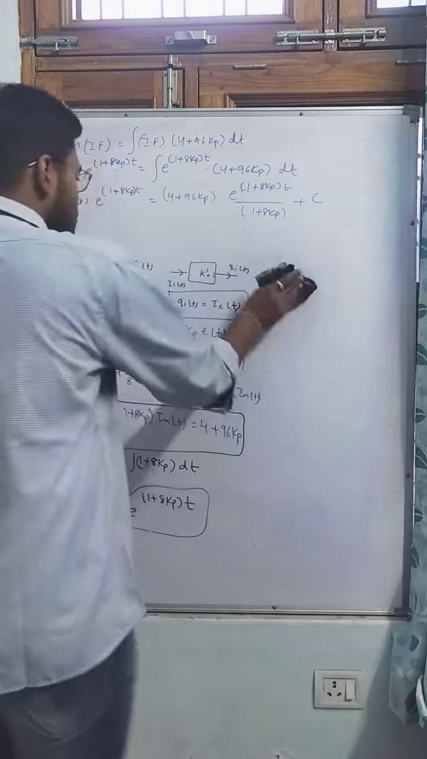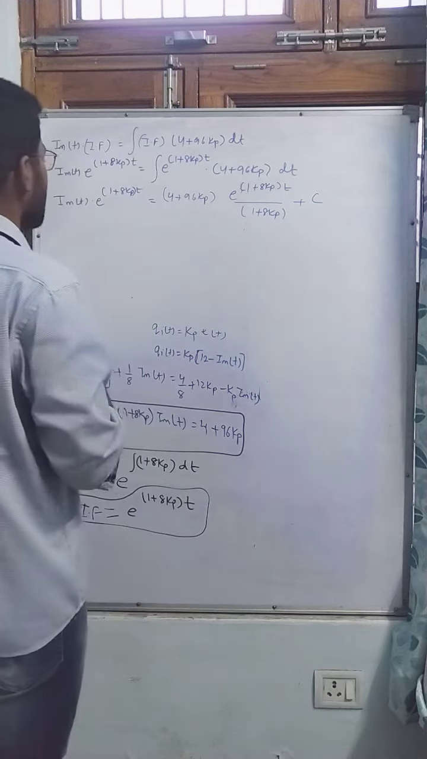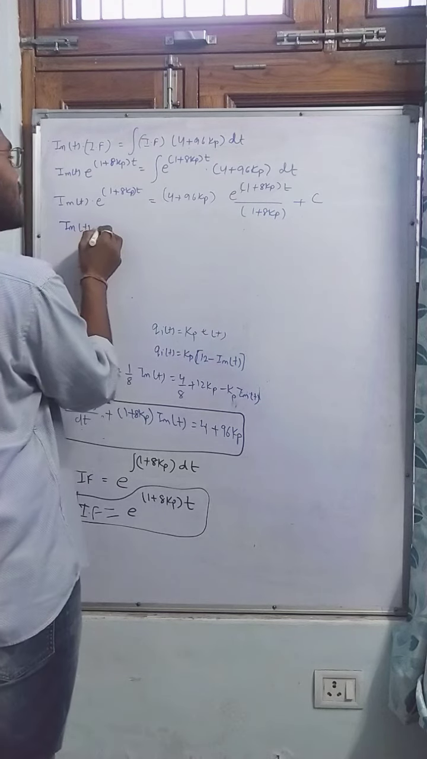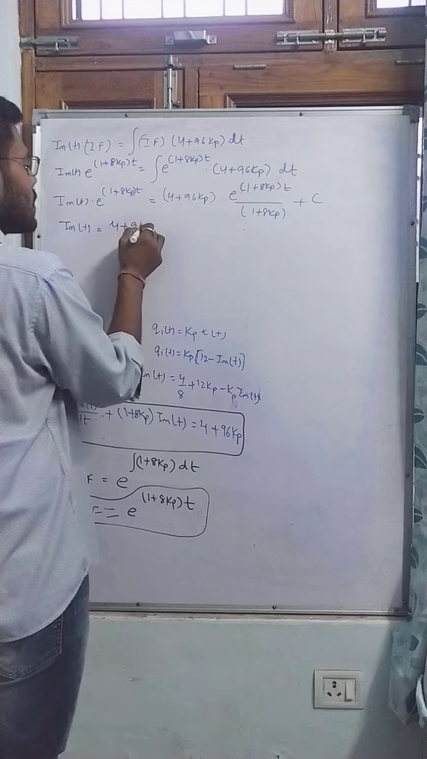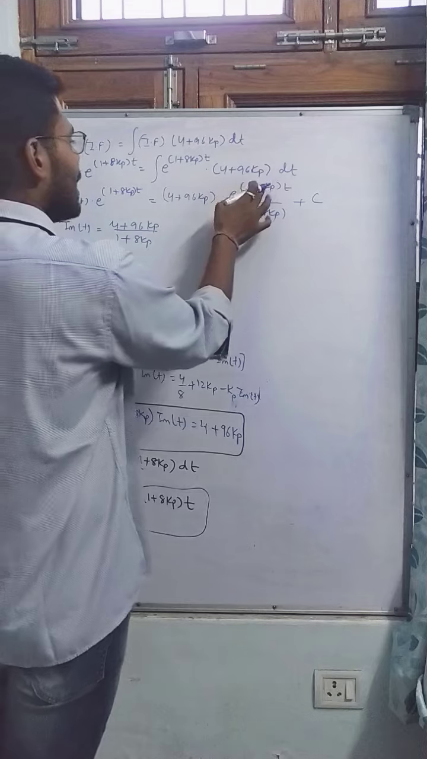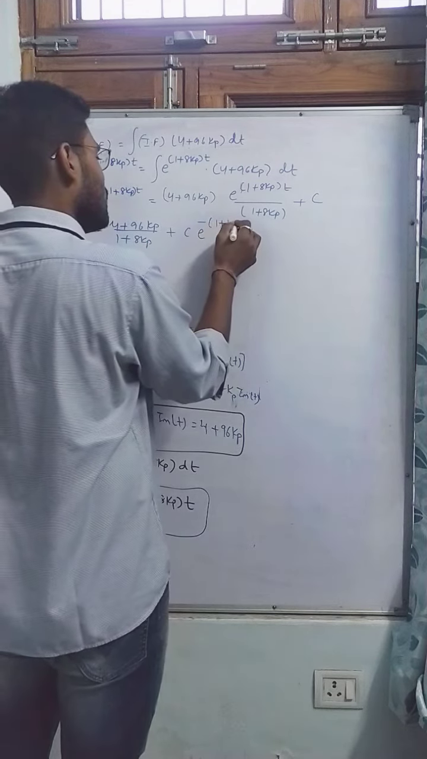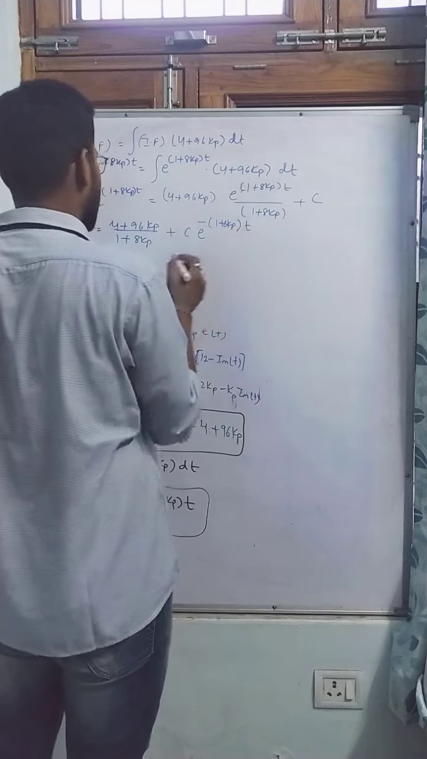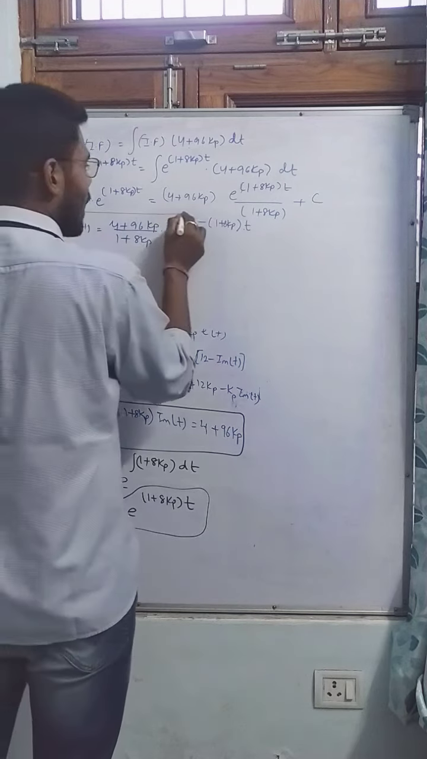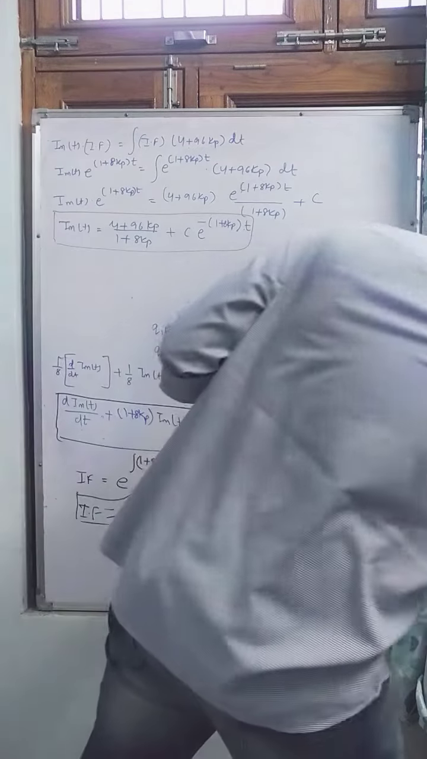Now, fine, take this part to the right side, so you will get imt as 4 plus 96 kp upon 1 plus 8 kp, yes or no? This will get cancelled, this term and this term, plus c into e to the power minus 1 plus 8 kp into t. Okay, so this is your solution for imt. Yes or no?